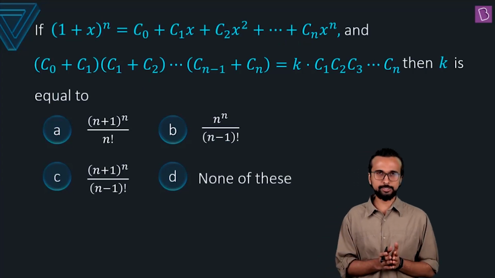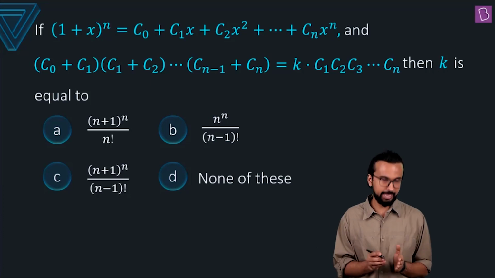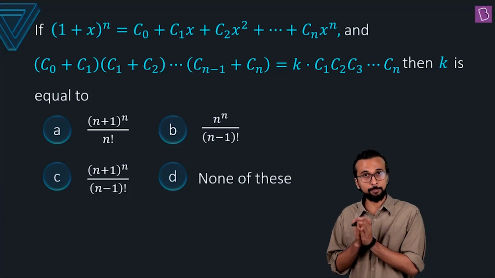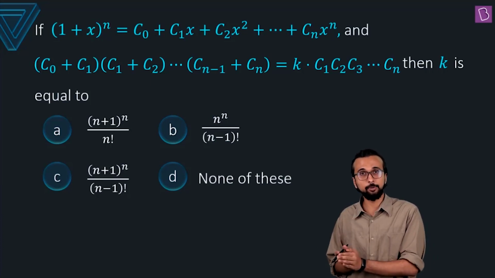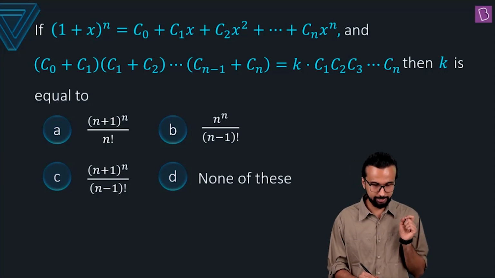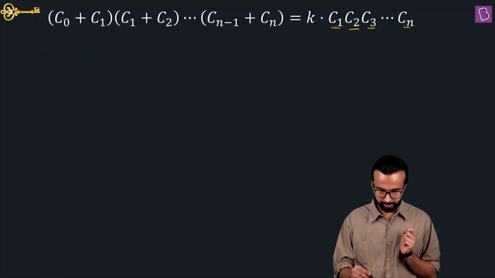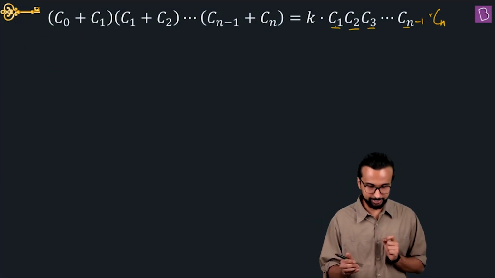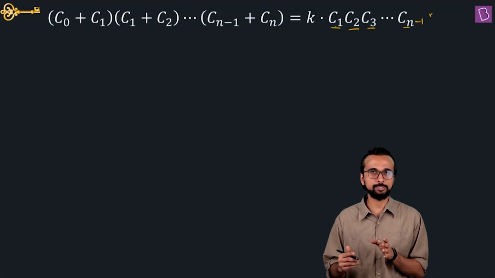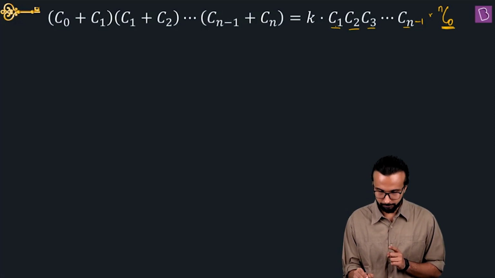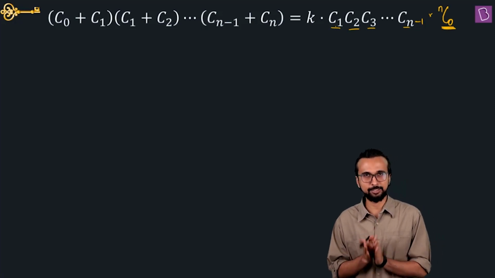All right. Take a look at this question. They're asking us to find K. It's given that C0 + C1 into C1 + C2 all the way up till C(n-1) + Cn is equal to K into C1 into C2 into C3 up till Cn. So here I see that it's up till Cn, so I put C(n-1) into Cn. And that last Cn, what is nCn? I can write that as nC0. It's the same thing.